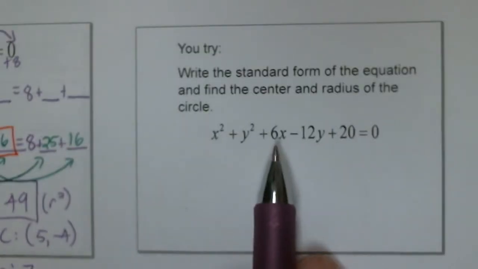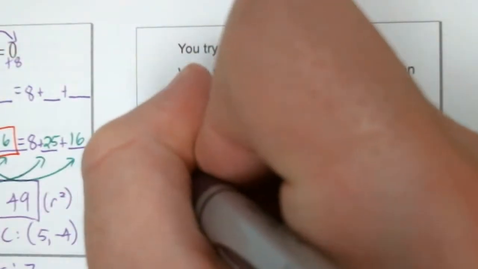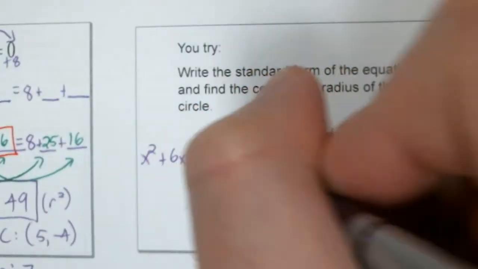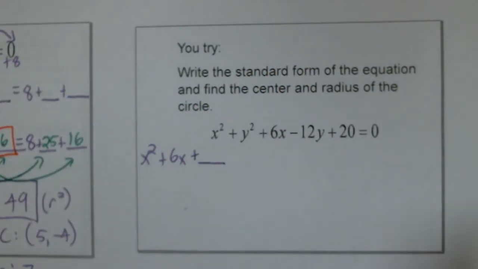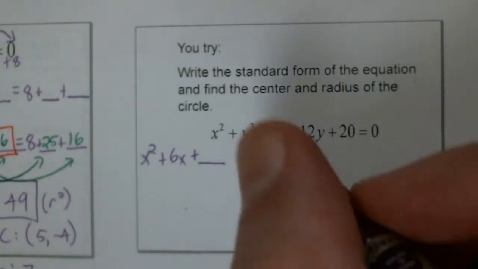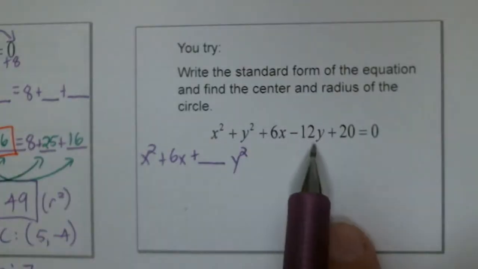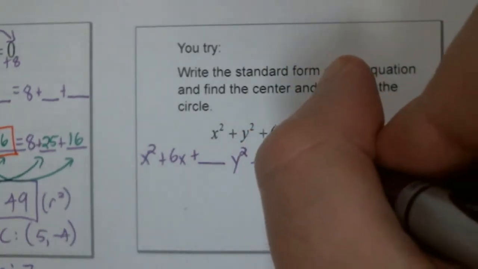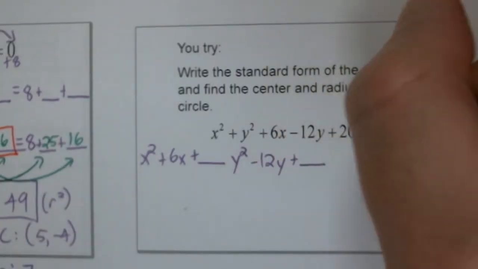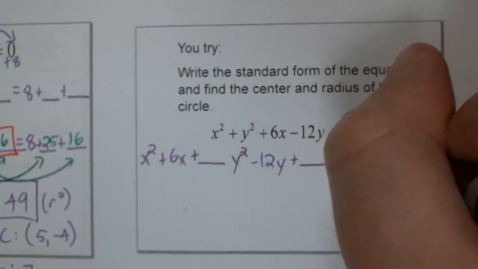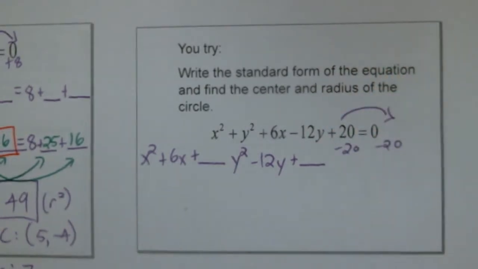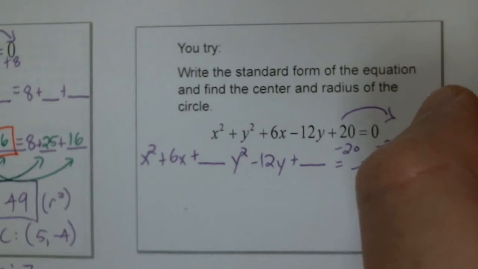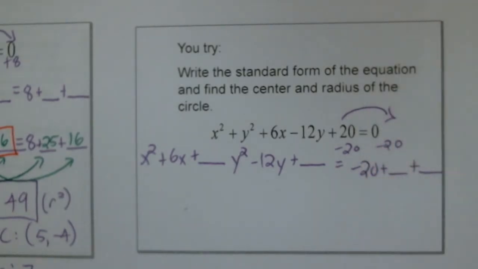The first thing I'm going to do is group my terms together. I'm going to have the x's together, x squared plus the 6x, and then plus blank. And then I'm going to group the y's together, y squared and then the negative 12y, and then another blank. I'm going to complete the square twice. Then remember, I've got to move this constant to the other side. So I'll just subtract 20 from both sides. That's going to equal negative 20, and then I'm going to have 2 more blanks, plus blank, plus blank.